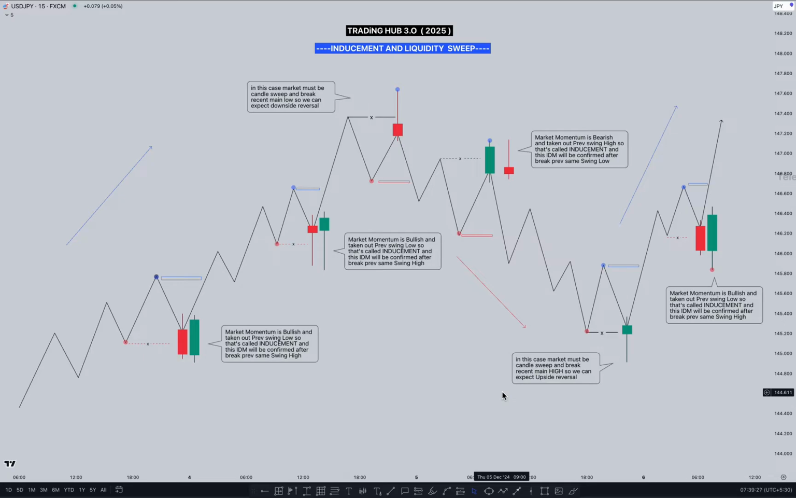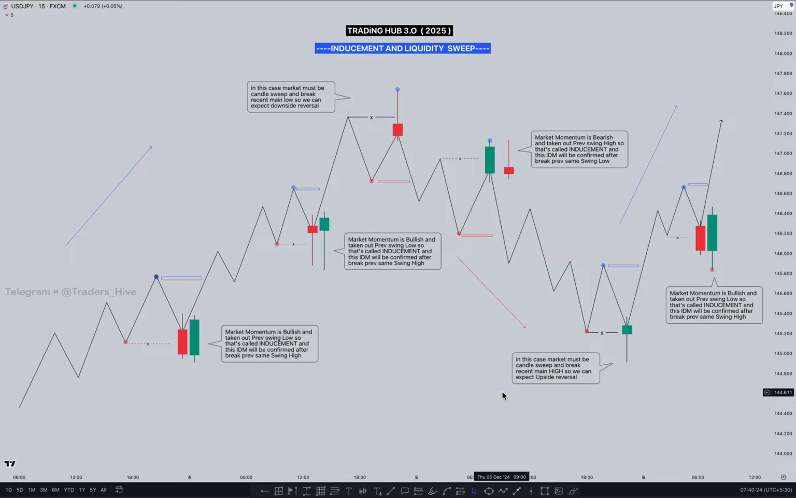As I taught you in chapters 1, 2 and 3, how inducement works and how pullback works, because pullback is the main thing here. Once you are able to identify pullback, then you can identify the structure. And once you identify the structure, then you can easily spot our inducement and liquidity point. So everything is connected to each other. That's why every step is important. So in this chapter, we are going to learn about the inducement and liquidity sweep and how it works.